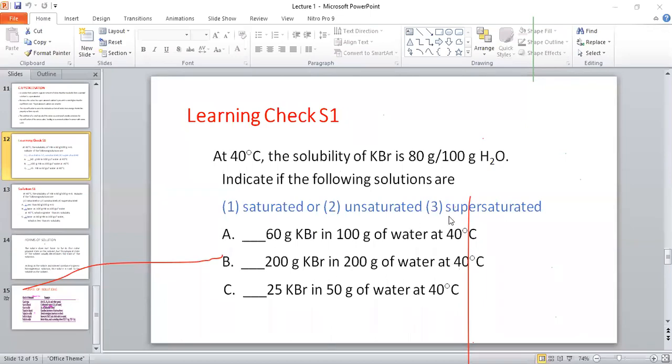So in this, we don't have a saturated solution here. We have unsaturated and supersaturated. A and C are unsaturated. B is supersaturated.